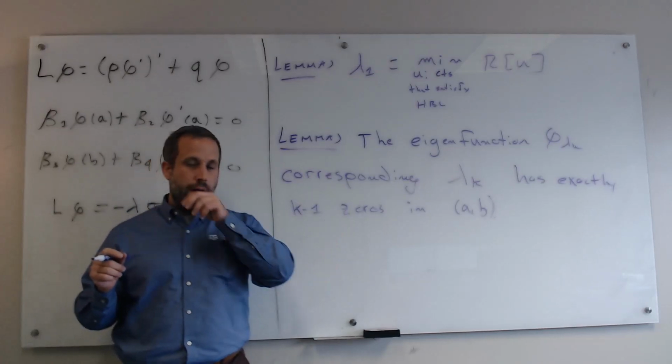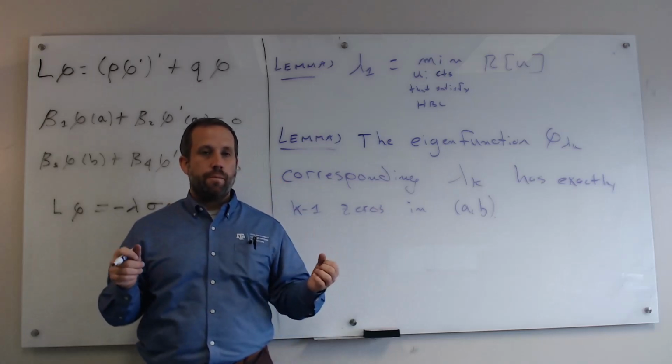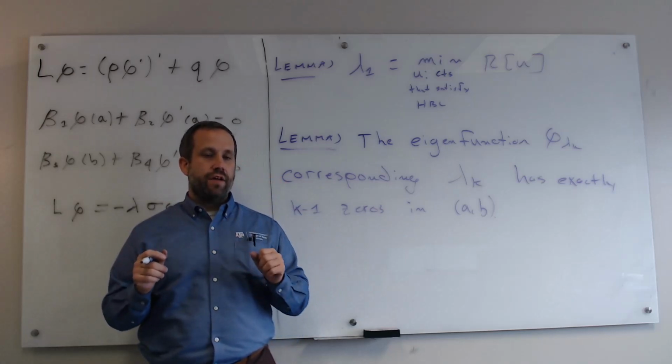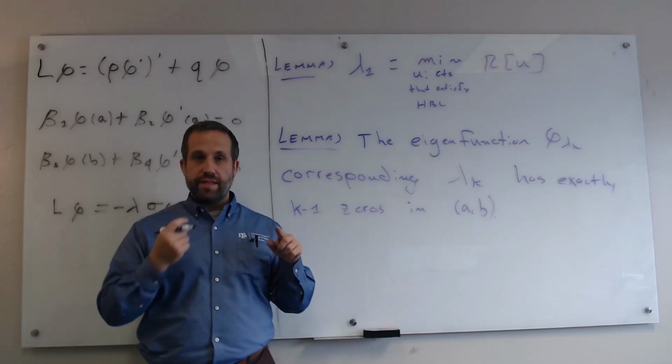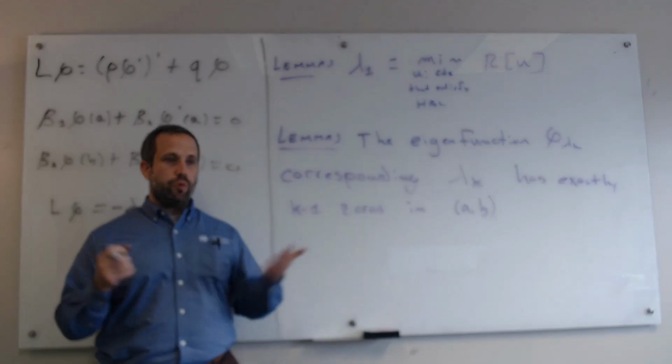Okay, so if you think about sine of 2 pi x, that has 1 zero in between 0 and 1, at 1/2. K there is equal to 2. K minus 1 is 1. K is equal to 2, and so it corresponds.